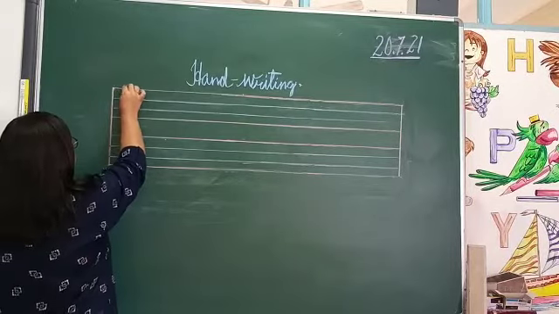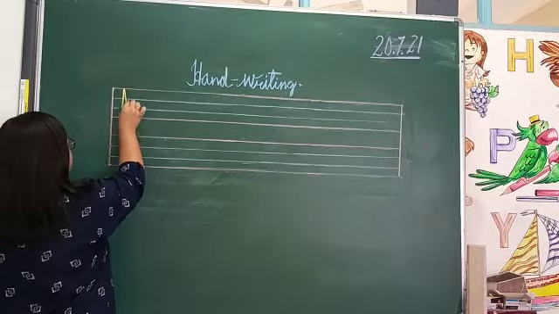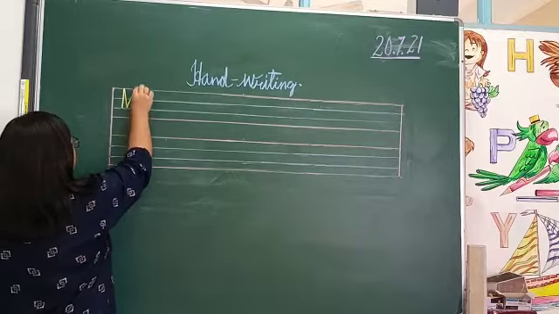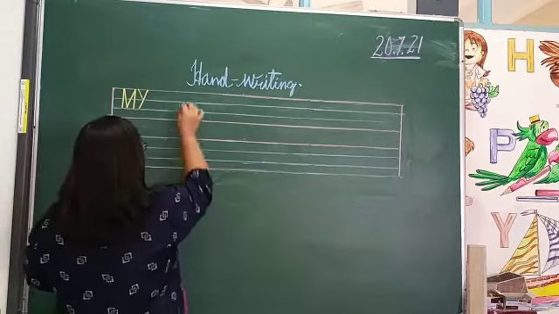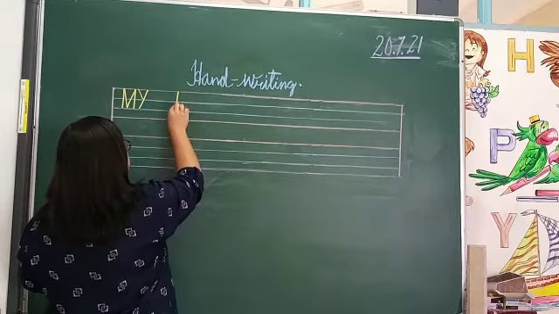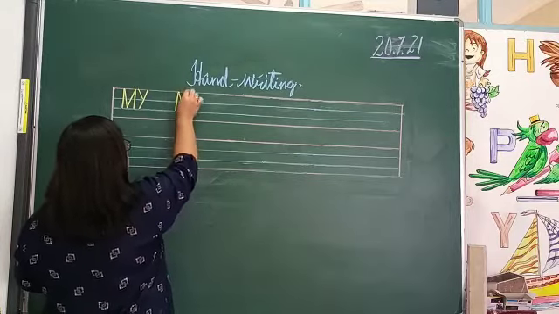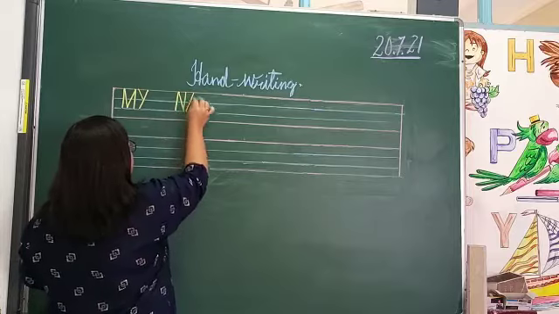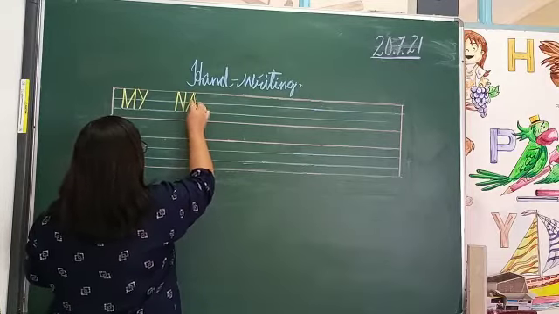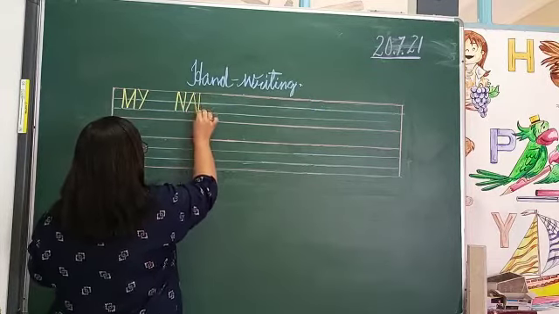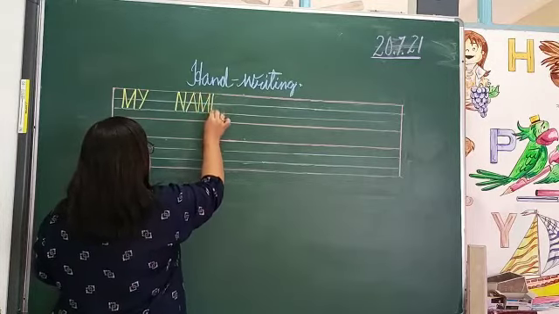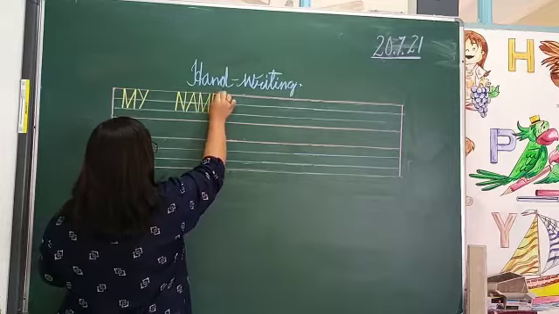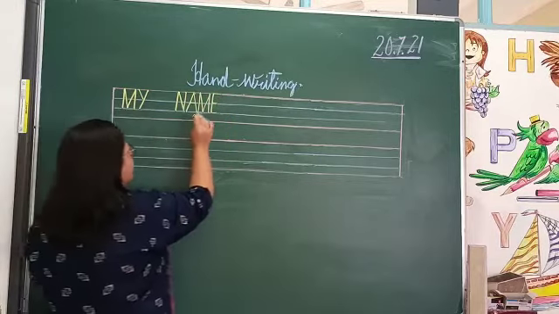M, Y, my. You will say and write N, E, M, E, name. My name.